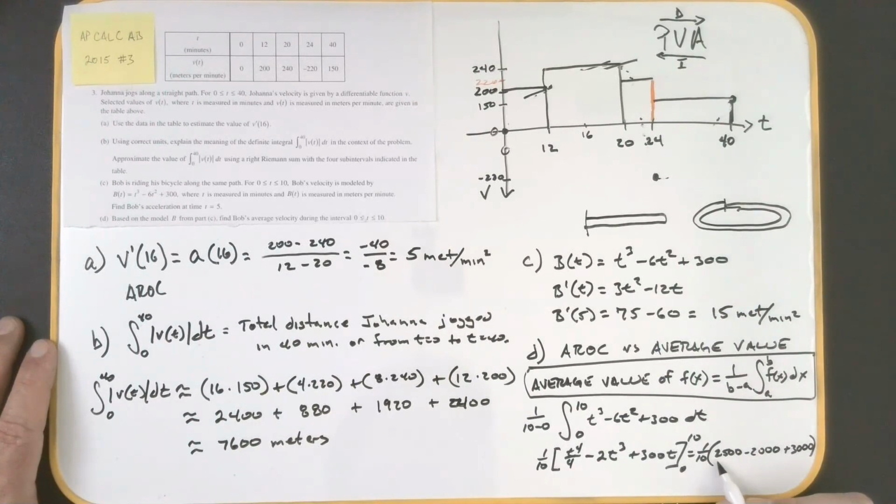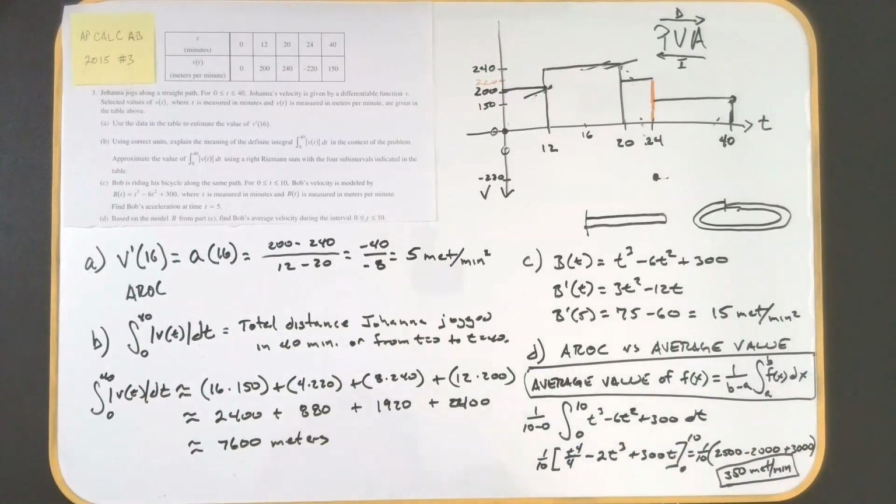All right, so it looks like we have 2,500 minus 2,000 is 500. 500 plus 3,000 is 3,500. 1/10 of 3,500 would be 350. And this is his velocity, so it's 350 meters per minute. And there you go. So the entire question right here from A through D, and this graph's an important piece. So again, that's 2015 number 3, and we'll see you next time. Thanks.